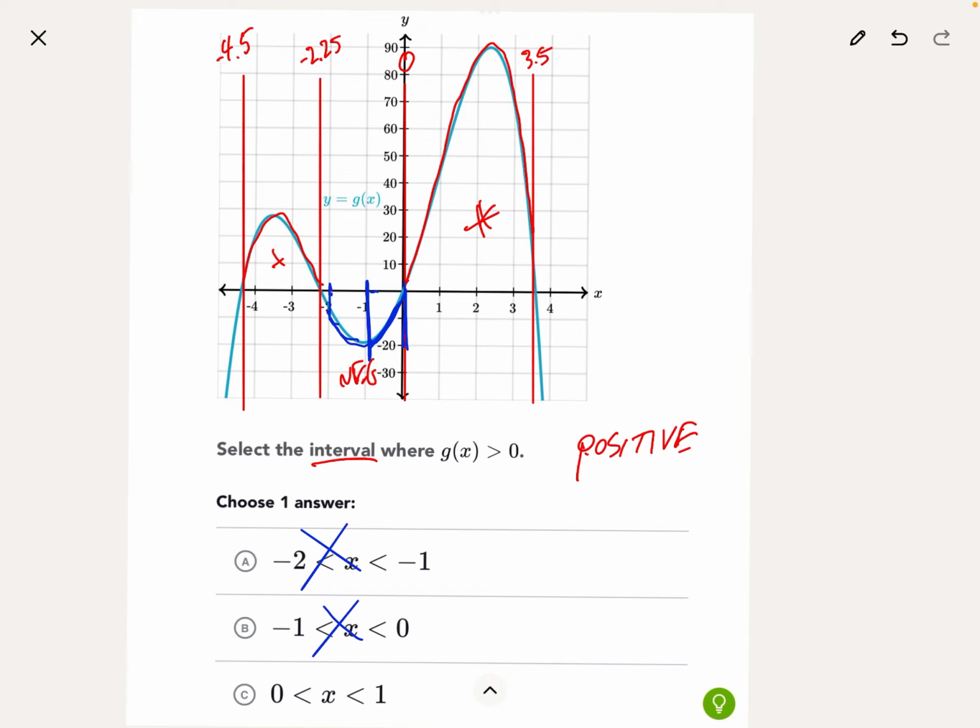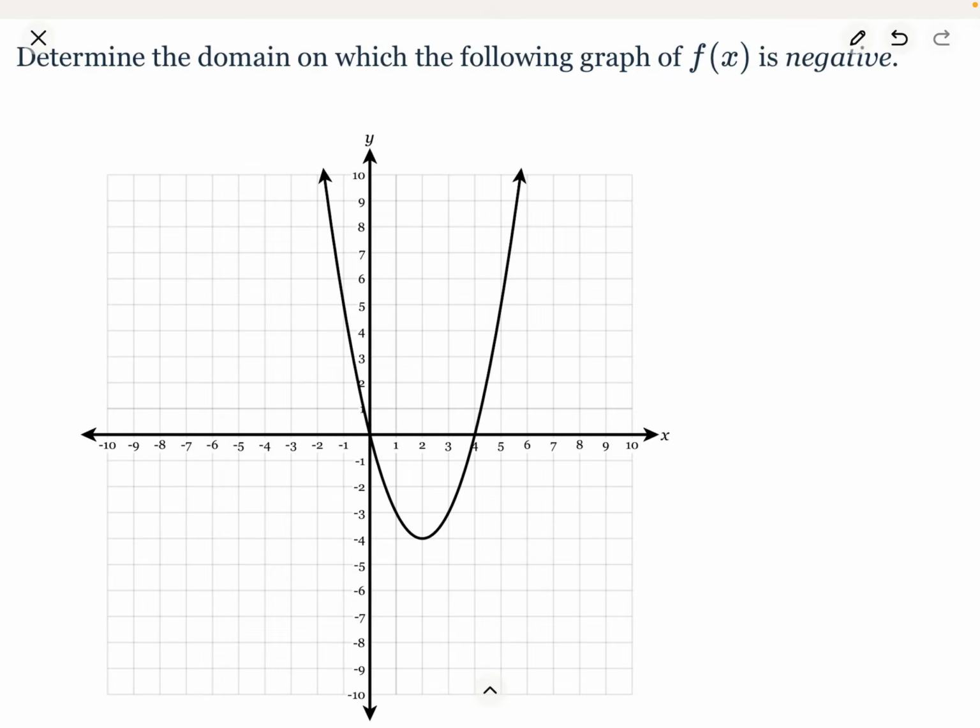But let's go ahead and do it. It says between 0 and 1. So here is the part of the graph that we're looking at. And as you can see, it's above the x-axis, so it's going to be positive. That would be our answer. Now let's look at one more question.